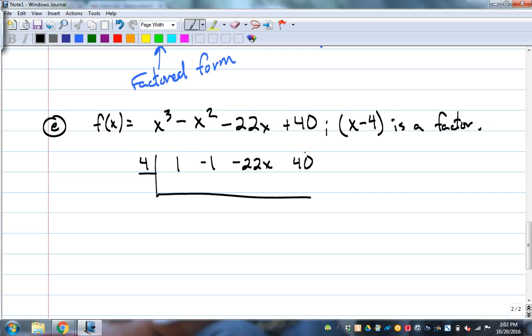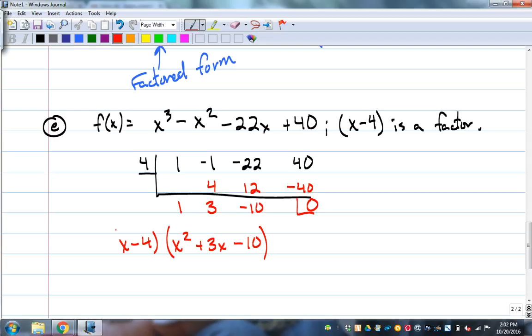I don't know why I put an x there. Shouldn't have. Okay. Drop the 1, multiply. Negative 10. That's negative 40. There's my remainder of 0. I should get that. If x minus 4 is a factor, then that should be 0 in the remainder position. So that leaves me the trinomial x squared plus 3x minus 10.